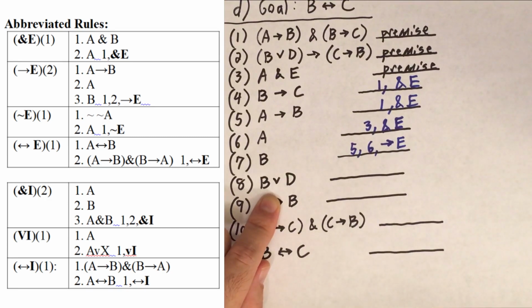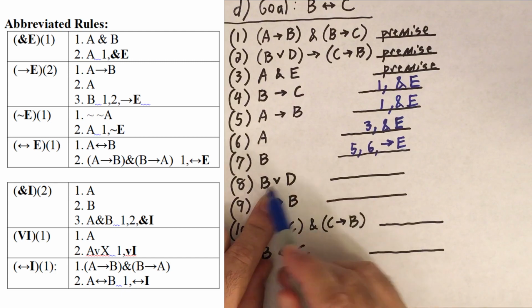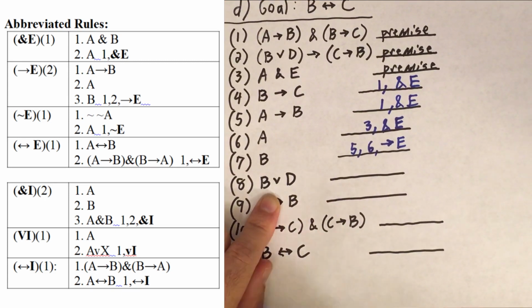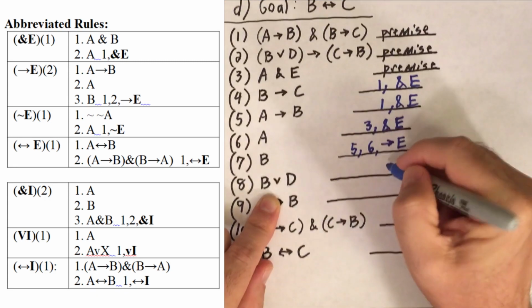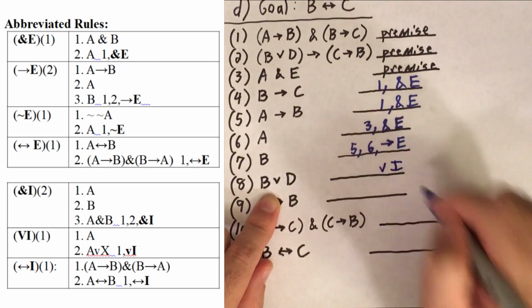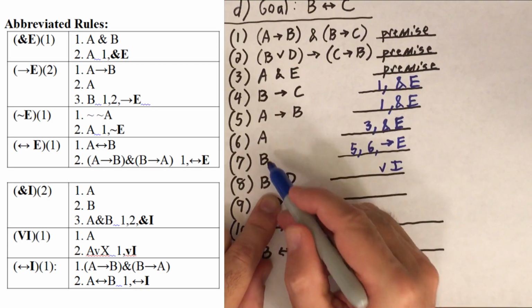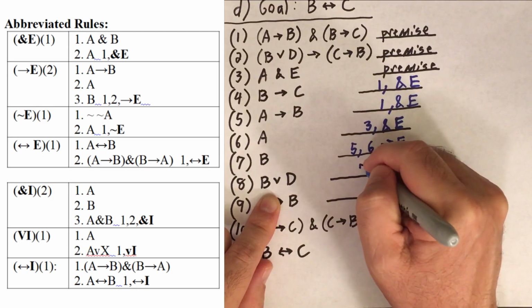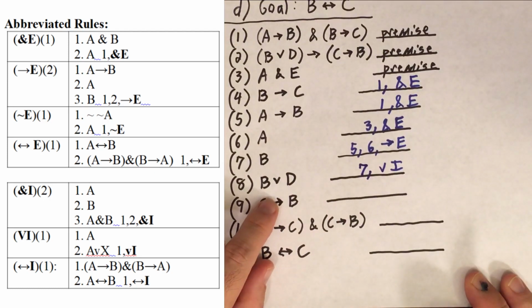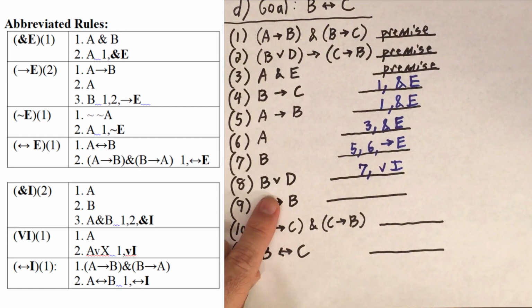Can I create a new or? Yes. So I know I'm going to need my or introduction rule. Does that allow me to create an or? Yes, as long as I know that one side of it is true, and I do. So yes, this is an or introduction rule. It requires one line of justification according to your rule sheet, the line where I proved one side is true. I proved the left side B is true in line 7, so that is true.